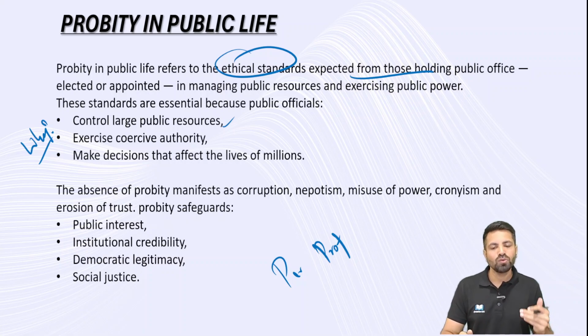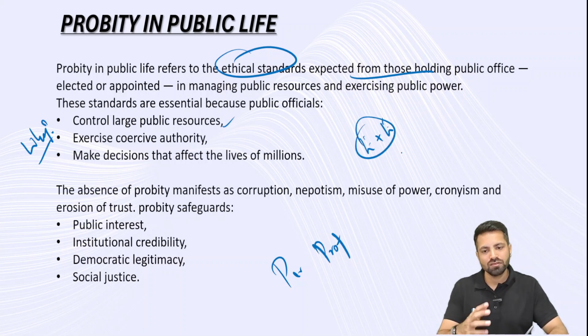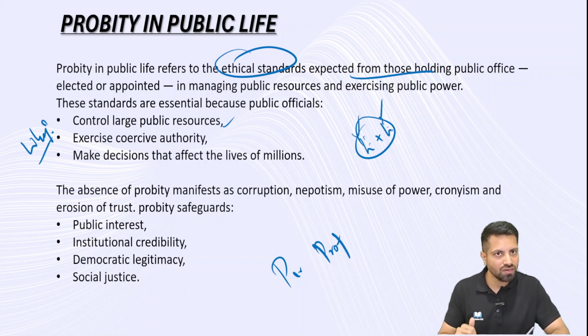So, in order to have that effective utilization, I have to have that intention, and I have to have that capability. How do you get that intention and capability? The combination of efficiency and ethics. How do you get it? Through probity. If I have that probity, I can ensure ethical leadership, I can ensure efficiency and effectiveness.